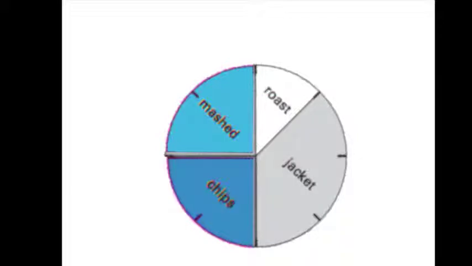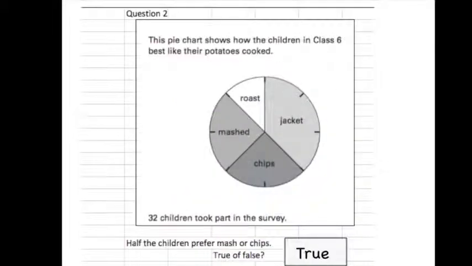If I turn the pie chart round with my mash and chips shaded in, you can see that that's definitely half of the whole pie, isn't it? So mash and chips are half of the pie chart. Half of the children preferred mash or chips, so the answer is true.